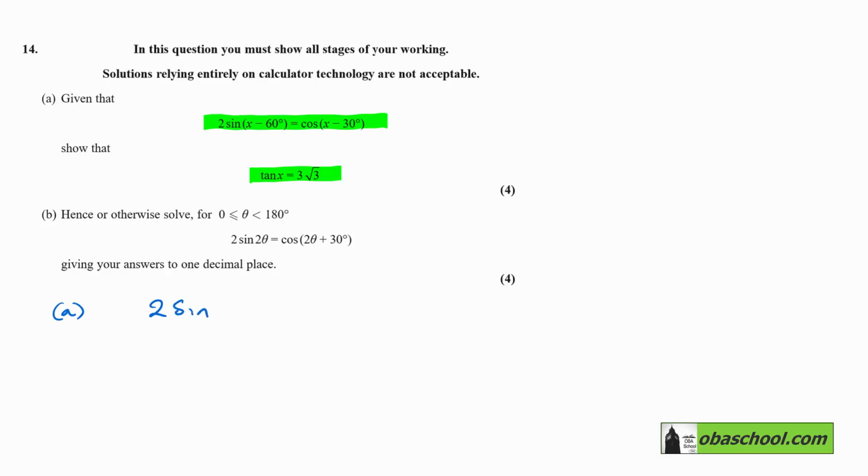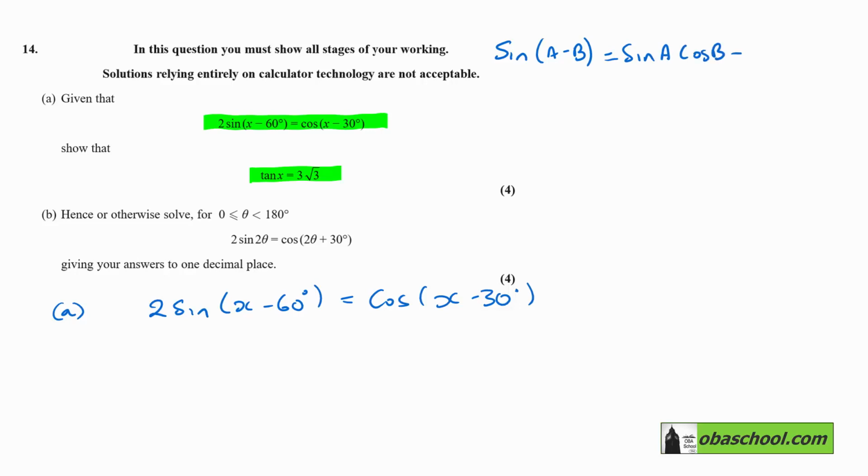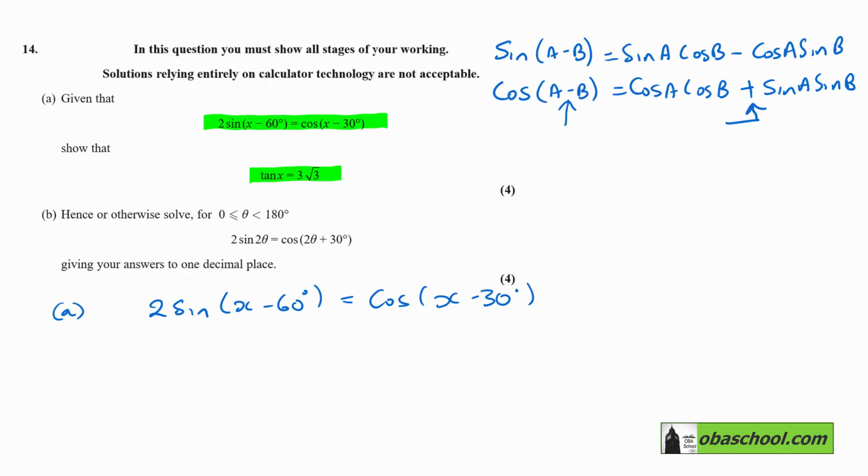We have 2 sin(x − 60 degrees) is equal to cos(x − 30 degrees). There's two expansions we're going to use here. Sin(A − B), which is sin A cos B minus cos A sin B. And then we've got the cosine of A − B, which is cos A cos B plus sin A sin B. Sorry, that one's a plus. With the cosine, it's always a different sign to what's in here.